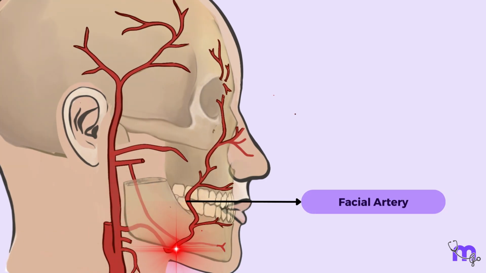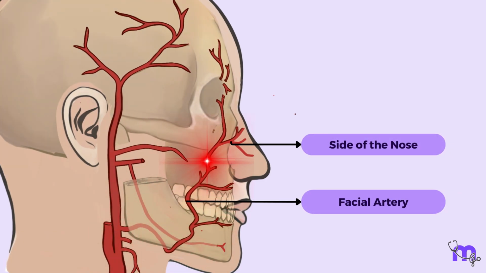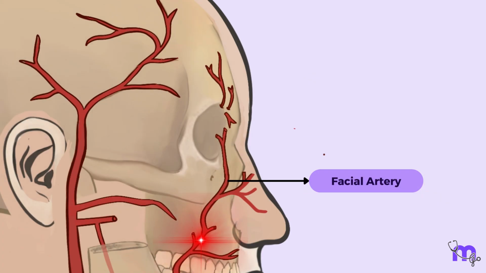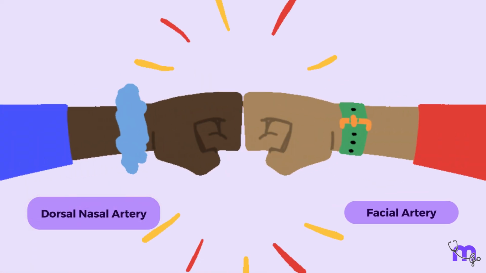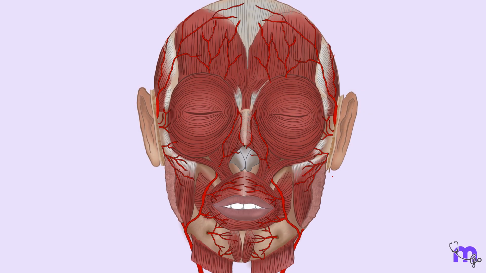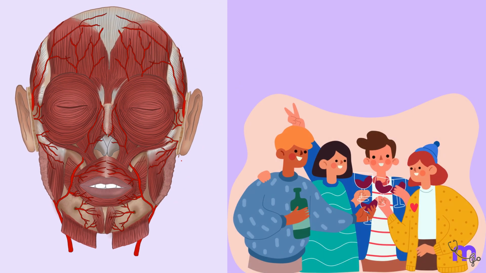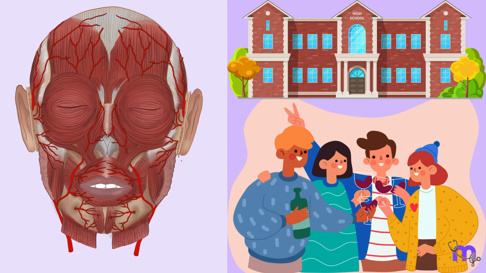As the facial artery ascends up the side of the nose to the medial angle of the eye, it gets some company from the dorsal nasal branch of the ophthalmic artery, and together they party it up by anastomosing with each other. The anastomosis occurs at 3 points. First, across the midline with the branches of the other side. Second, with the branches of the ophthalmic artery. And third, with a branch of the internal carotid artery at the medial angle of the eye. These arteries are like the popular kids at a high school party, making new friends everywhere.